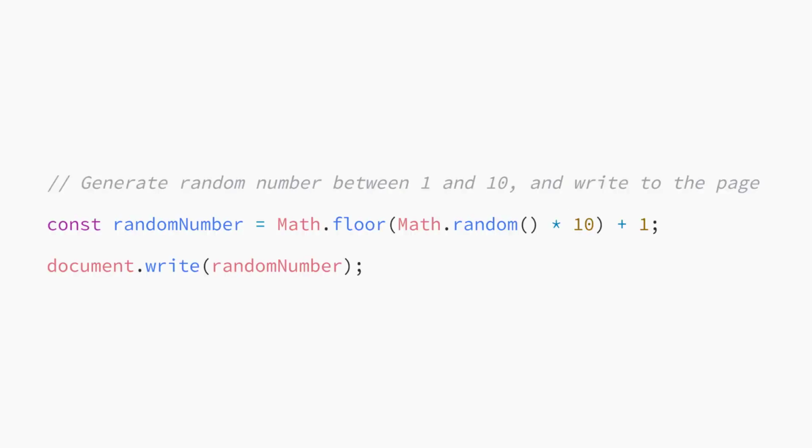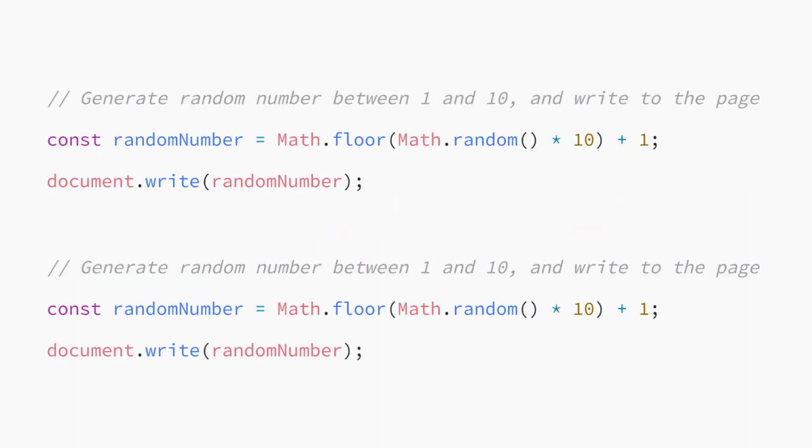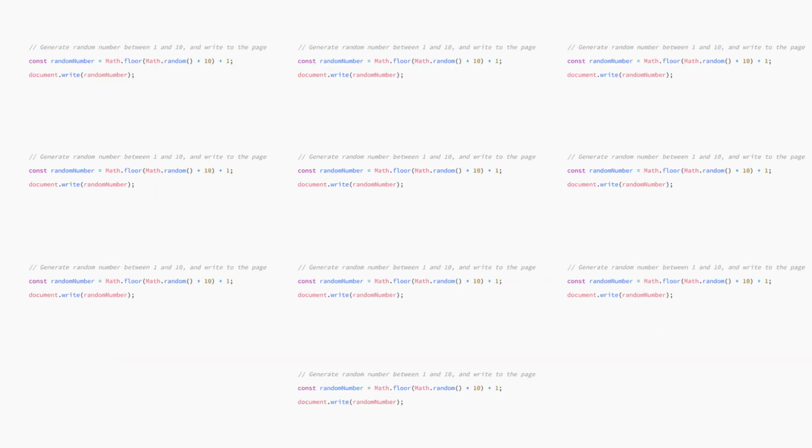For example, let's say you wanted to display 10 random numbers on a web page. Well, you could write the code to generate a random number, then display it on the page, then write the exact code a second time, a third time, a fourth time, until you have duplicated that same code 10 times. Well, typing the same code 10 times seems like a lot of work, not only for you but also for other developers who might work with your code. Now imagine you wanted 100 random numbers or 1,000. That would be a lot of repetitive code.